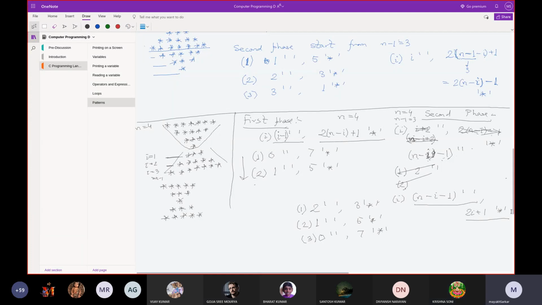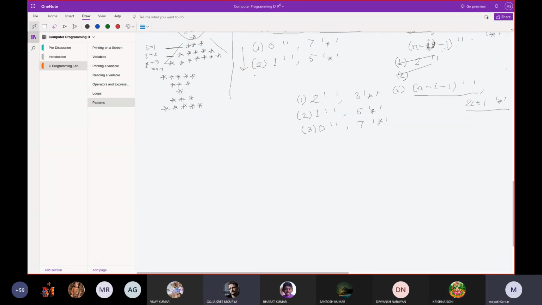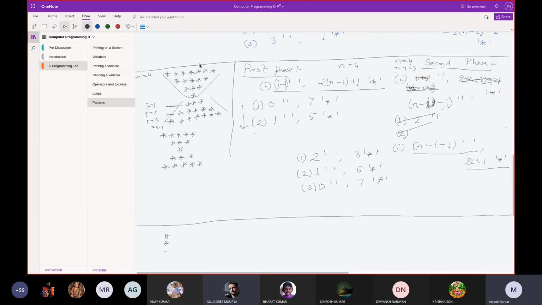Yes, sir. Sir, can you try if we turn the pattern 180 degrees? Okay. If we turn the pattern 180 degrees or 90 degrees? 180, sir. If you turn this pattern 180, this will remain the same. Okay, 90 degrees.